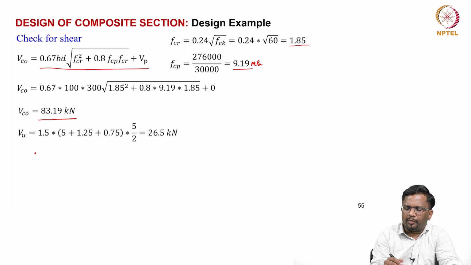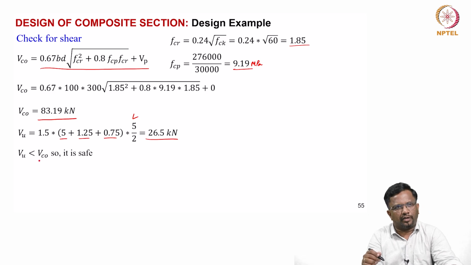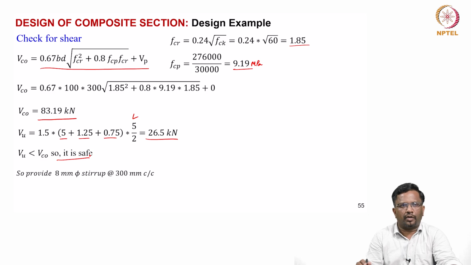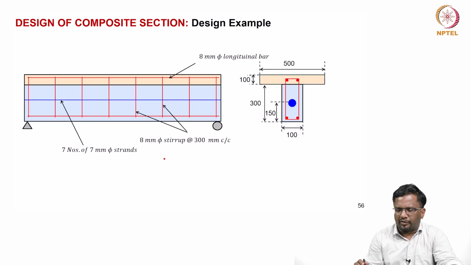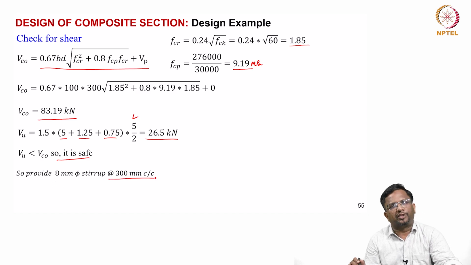Now, ultimate demand, we have already calculated 5 kilonewton per meter, 1.25 kilonewton per meter, 0.75 kilonewton per meter. This is span L by 2, that comes to be 26.5. Now you can see that VC naught is much higher than your demand, so there is no problem for shear, right? But still we can provide a nominal stirrup, which is 8 mm diameter stirrup at 300 mm center to center.